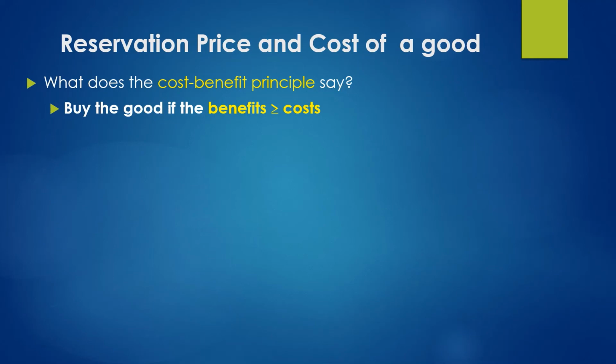Cost can easily be translated into a numerical value by just considering the price of the good. So if you want to purchase a good and the price of the good is, let us suppose, $10, then the cost of that good is $10. So how can we measure benefits? Benefits are actually measured by the reservation price. So here comes the new concept. If you know the reservation price of a good, then you know the value of the benefits. So let us now define the reservation price.